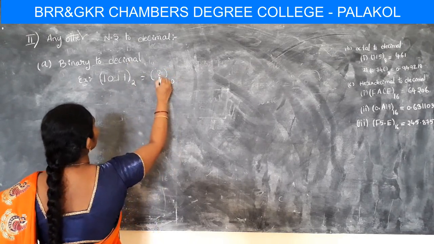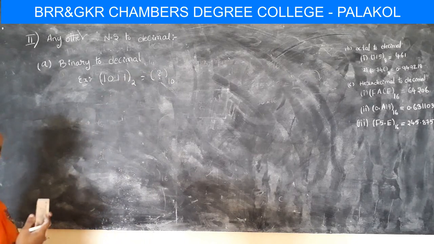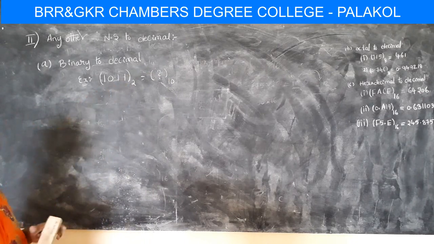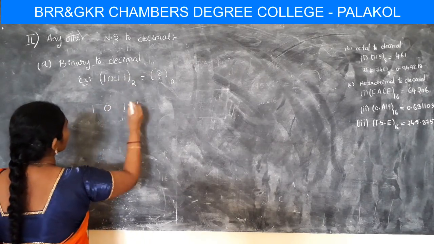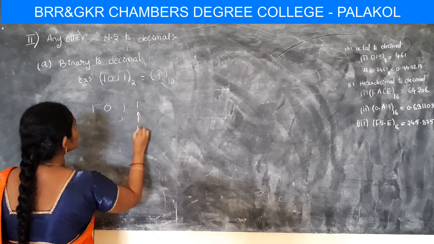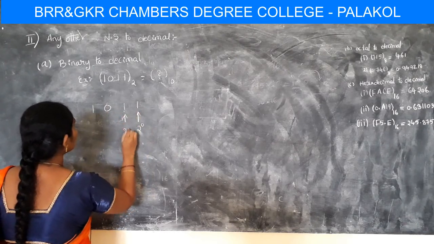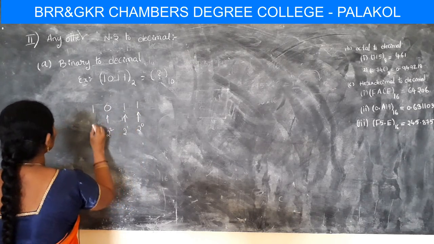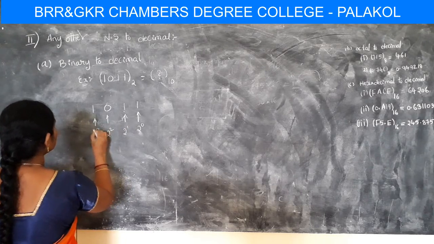Some of the problems give a question mark also. Okay. So, what is the process? Therefore, the weights of the given number system, so here 1 0 1 1. The weight of this number is 2 power 0. The weight of this number is 2 power 1. The weight of this number is 2 power 2 and the weight of this number is 2 power 3.